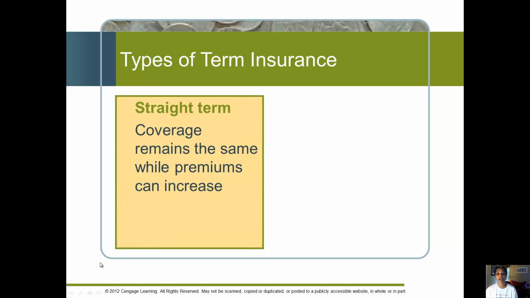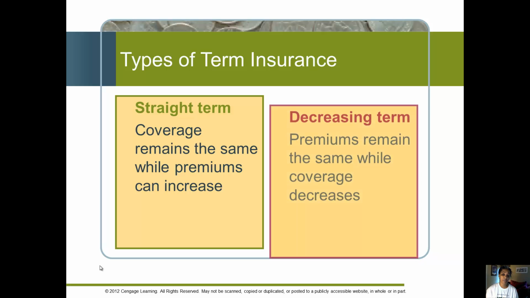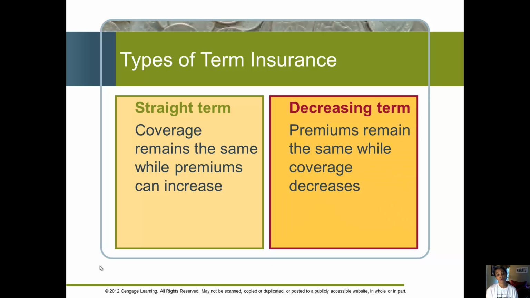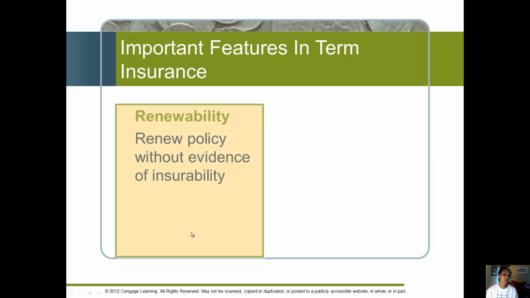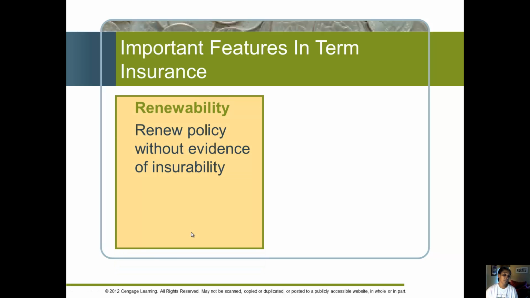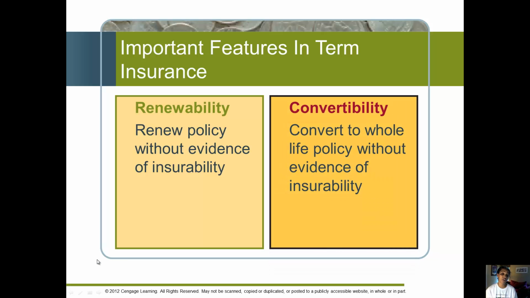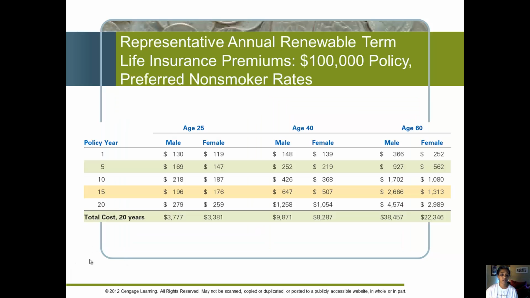So there are different types of that term insurance, and those include straight term, where the coverage remains the same even though premiums could increase; decreasing term, where the premiums remain the same but the coverage decreases. And so some important features in term insurance: is the policy renewable without having to go through some sort of medical questionnaire or medical exam? Is it convertible to what's called a whole life policy? Again, without that medical questionnaire or physical exam.